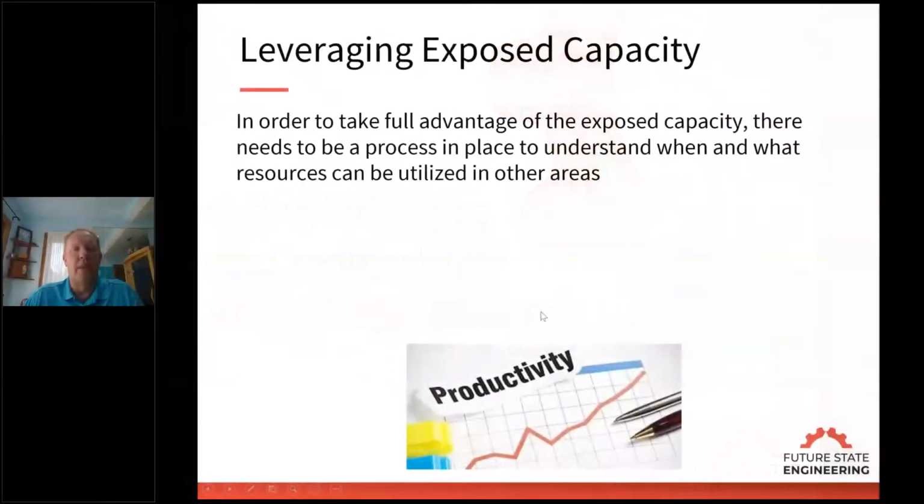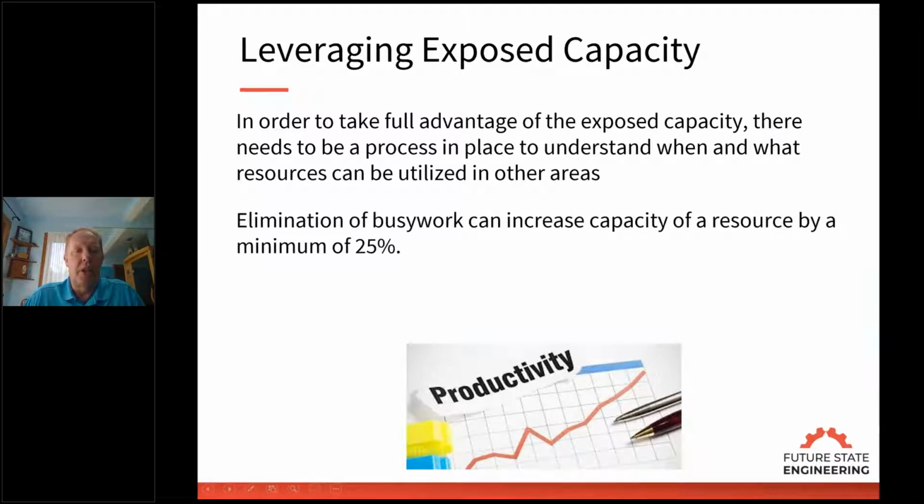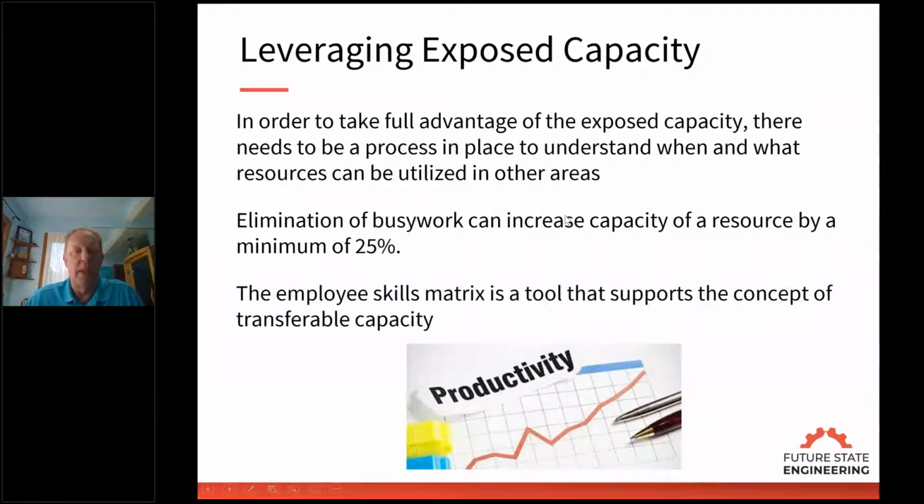So in order to take full advantage, there needs to be a process in place to understand when and what resources can be utilized in other areas. So elimination of busy work can create increased capacity by a minimum of 25%. I've seen 50%, and at one company, 70% improvement in productivity. And we still had extra capacity beyond that. We think we could get to 125% output improvement.